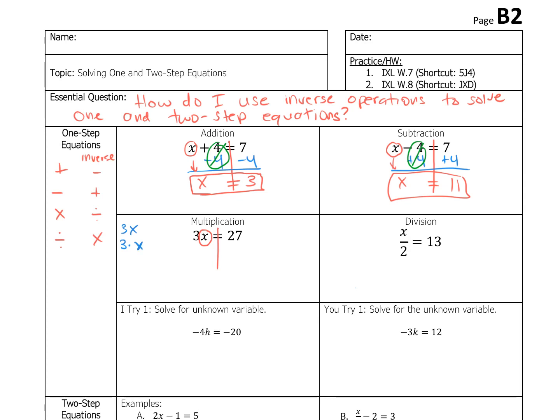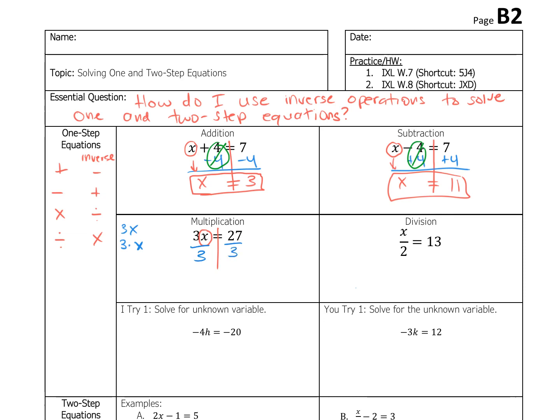So what's the inverse operation of multiplying? Well, if I'm multiplying, the inverse is division. So I'm going to divide. But what am I dividing by? Well, what's the number in front of x? In this problem, it's a 3. So I'm going to divide by 3 on both sides.